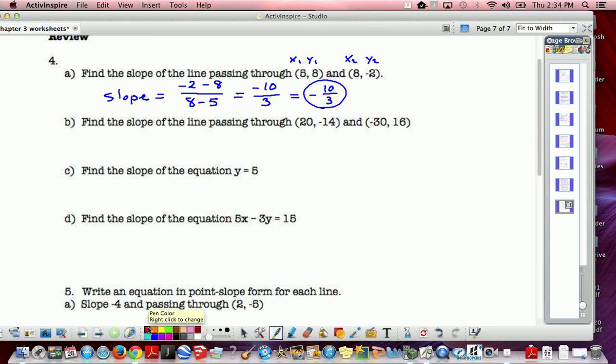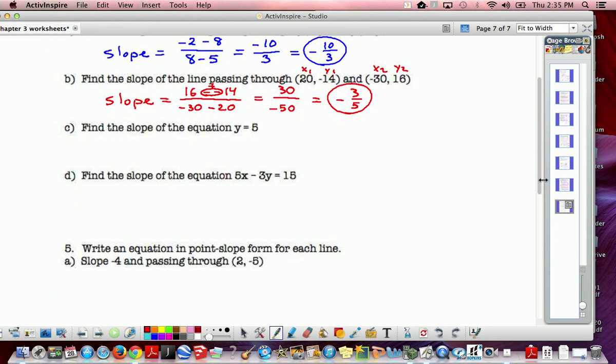Letter B, same process. Here's x1, y1, x2, y2. So my slope in this particular case is going to be 16 minus a negative 14 over negative 30 minus 20. So two minuses make a plus. So I get 30, negative 50 in the bottom. So this reduces to negative 3/5.